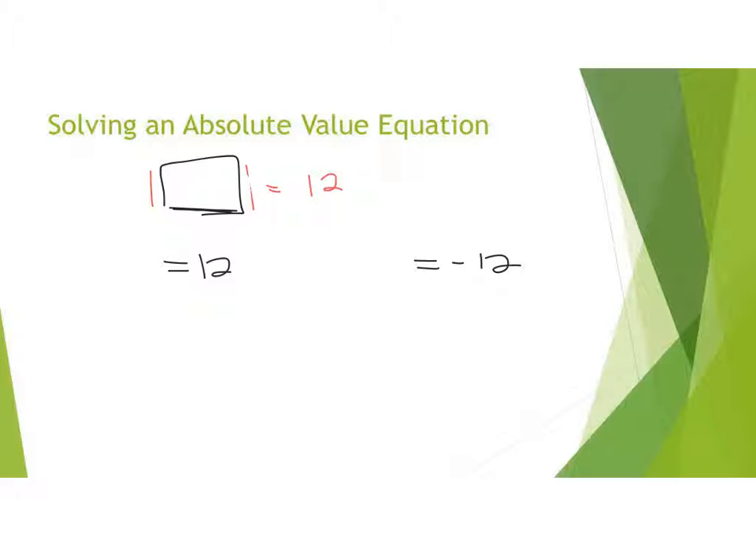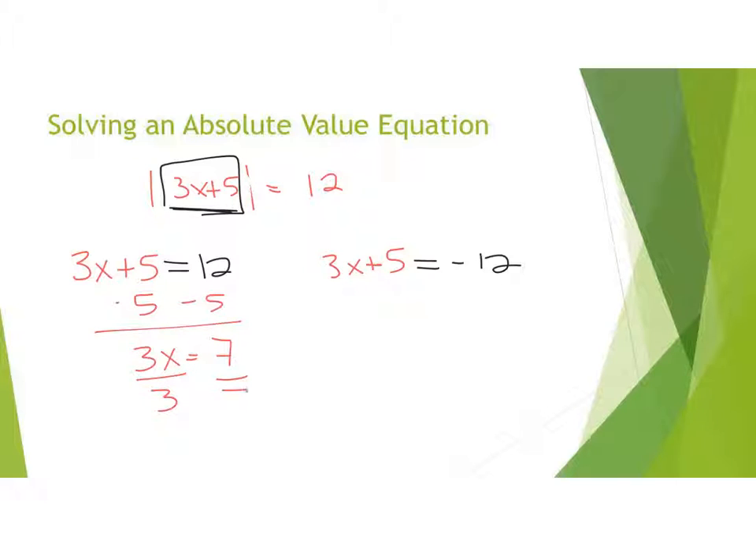So how to solve these then is that you're going to set up two cases, and you take what's inside that absolute value, and essentially we set up a positive case and we set up a negative case. And then you're going to solve them both. So these are going to have two answers, because there are two different cases in which you get that absolute value.